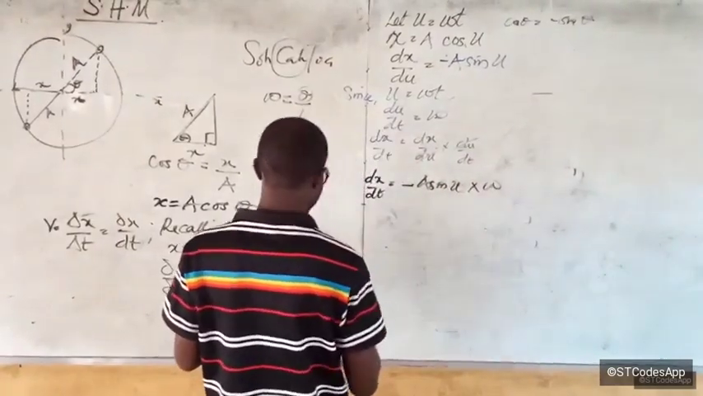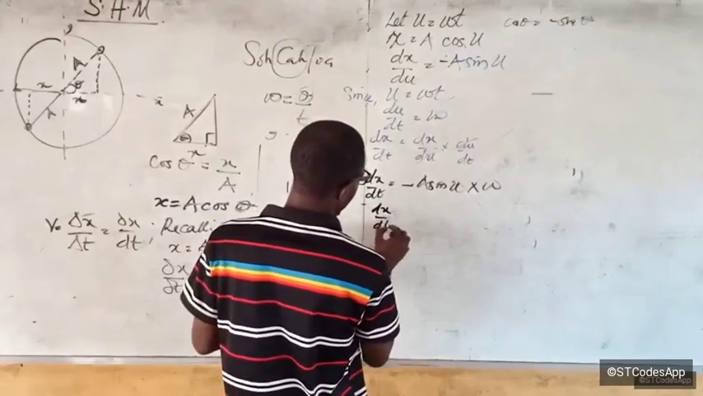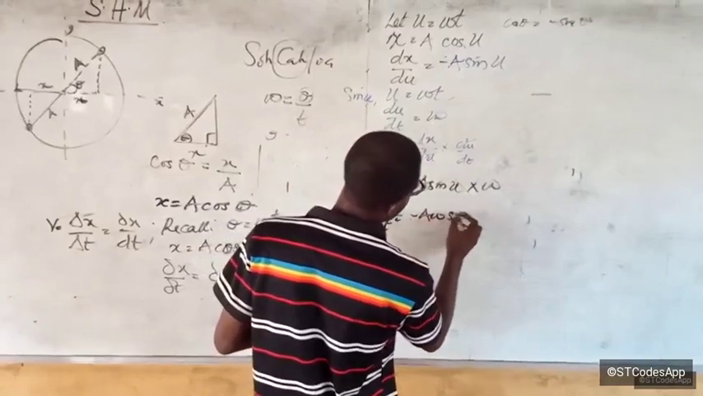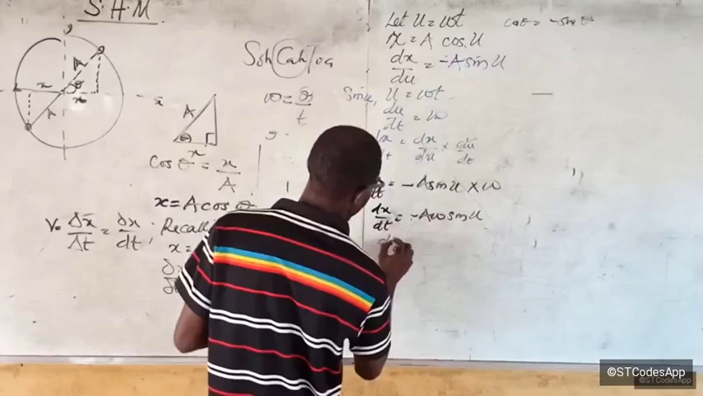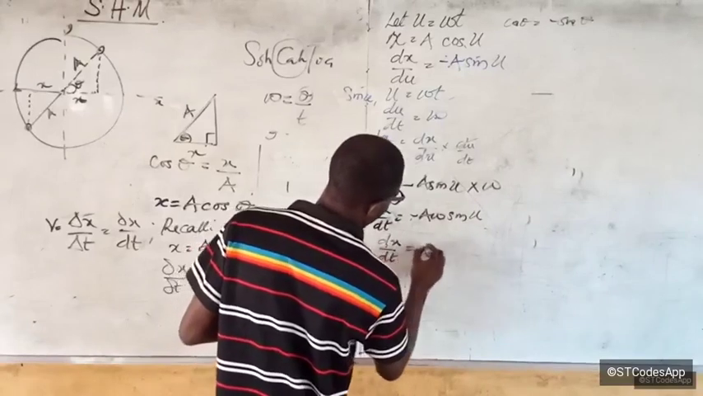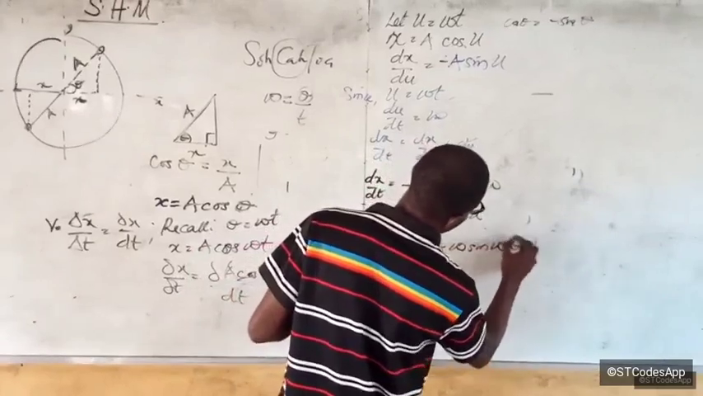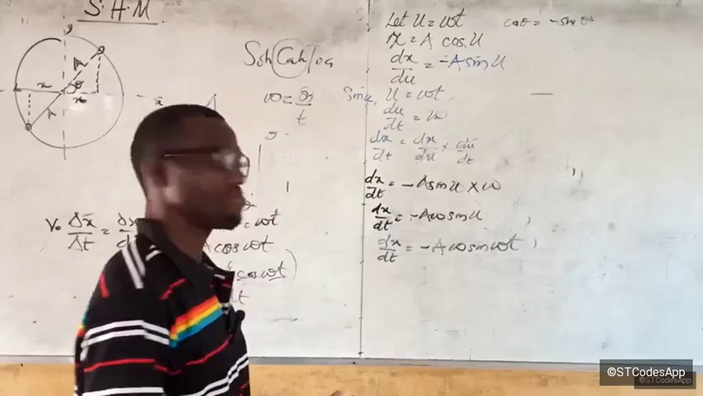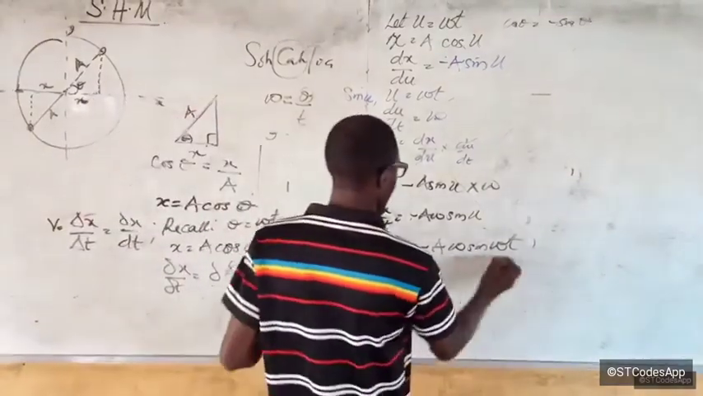This time dx/dt will be equal to minus A omega sine u. And since u is omega t, dx/dt therefore becomes minus A omega sine omega t. Is it clear? Okay. So that's that for this. That'll be it for this video.